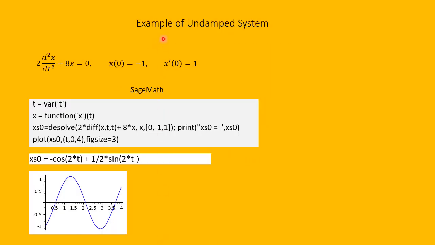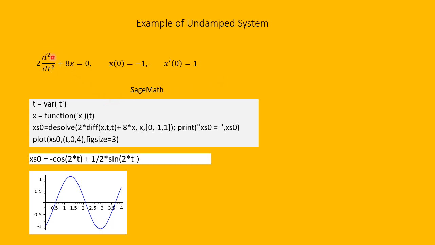So let's look at another example of an undamped system. 2 times the second derivative of x with respect to t plus 8x equals 0. x(0) equals -1. x'(0) equals 1. This time, instead of doing the calculation more or less by hand, we're going to use SageMath to find the solution for us. So let's see what we can do.